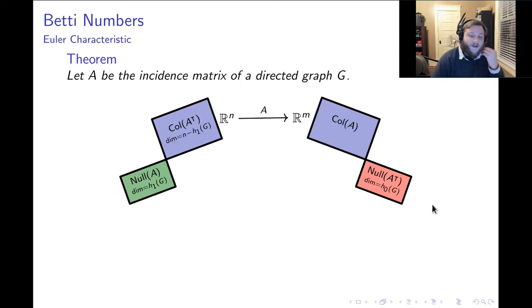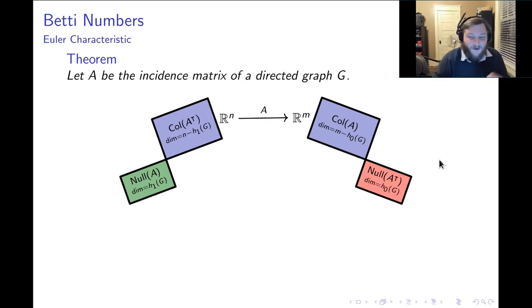And remember, we can use the rank-nullity theorem to figure out the other dimensions. We know that the dimension of the null space plus the dimension of the row space should equal the number of columns. So the dimension of the row space should be N minus h1 of G, the circuit rank. And over here, the dimension of the column space should add to the dimension of the left null space to be the number of rows. So the dimension of the column space is the number of rows, which is the number of nodes in the directed graph, minus h0, which is the number of connected components.